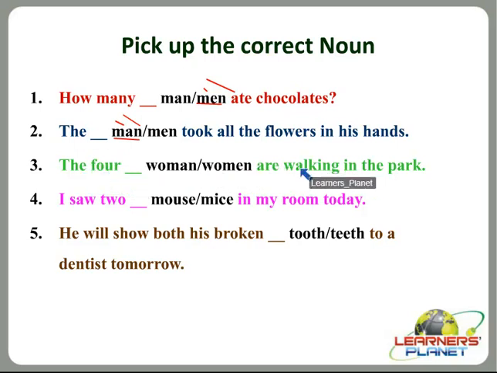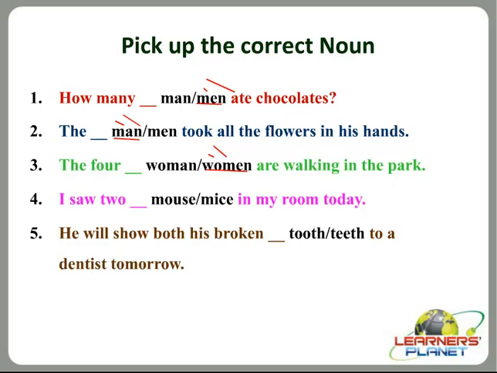Students, the next one, the 4 dash are walking in the park. The 4 woman or women? 4 means more than one. So what is the plural form? Women. The 4 women.